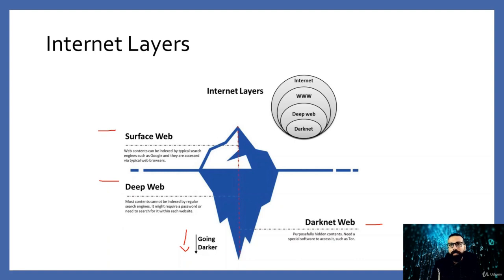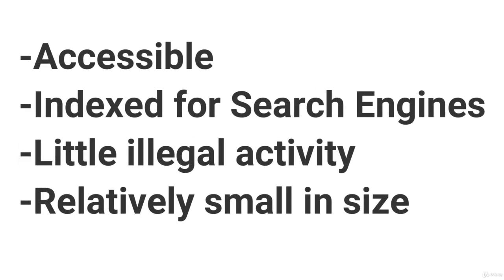The surface web is what we, as standard internet users, see on the internet. We use a regular browser, for example Google Chrome, Firefox, or Safari, to access it. The key point is that the surface web is what you can access with a standard browser. It is indexed by standard search engines like Google, Bing, and Yahoo, little illegal activity happens here, and it is relatively small in size.